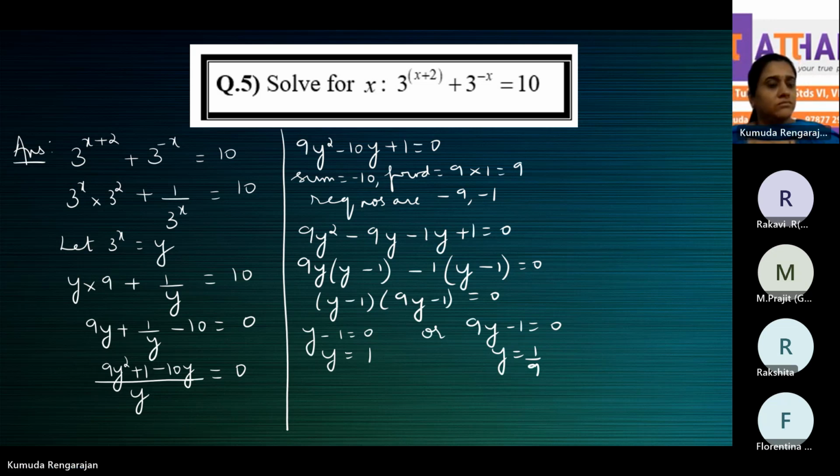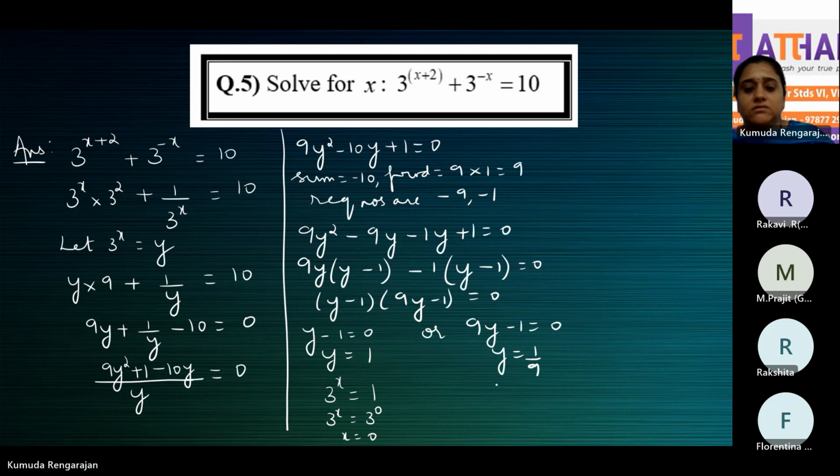Y is equal to 1. Yeah. That means 3 to the power x is equal to... Very good. That's why I did not continue. 3 to the power x is equal to 3 to the power 0, because anything to the power 0 is 1. So you should write 1 as 3 to the power 0, because here we have 3 to the power x. Again on comparing, we get x is equal to 0. Bases are same, so equating the powers, we have x is equal to 0.